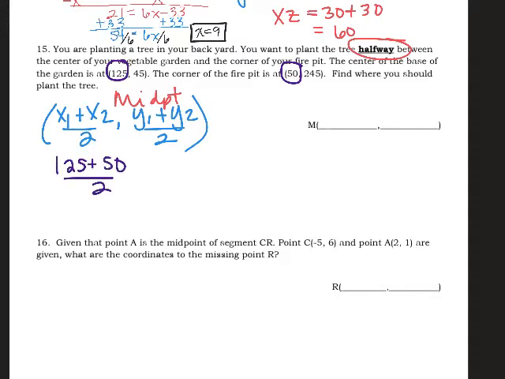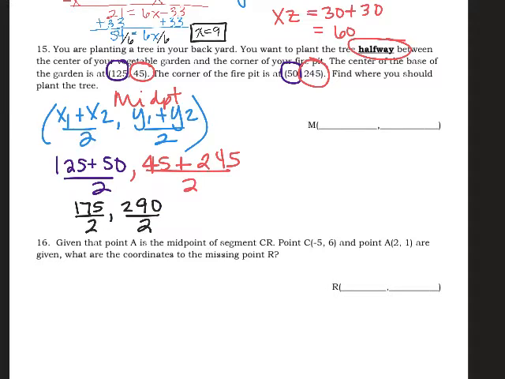Now let's do the y's. What are my y's? 45 plus 245. Okay, let's add 150 and 125. What do we get? 175. Okay, and then 45 plus 245. That's 290. All right, now you just have to divide them for me. Let me know what you get after the dividing is done.